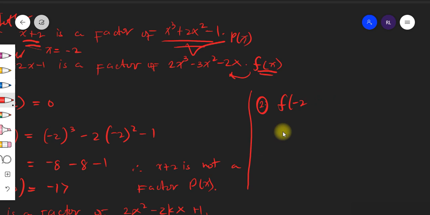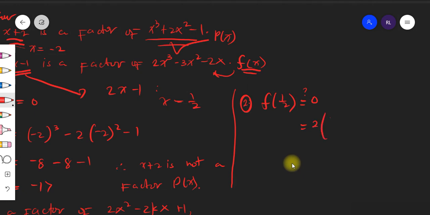It should be not negative 2, but we are using this one as our factor. Therefore, that is 2x minus 1. Therefore, x is 1 half. So we are trying to see if f of 1 half is 0. So let's substitute that 1 half into our polynomial.